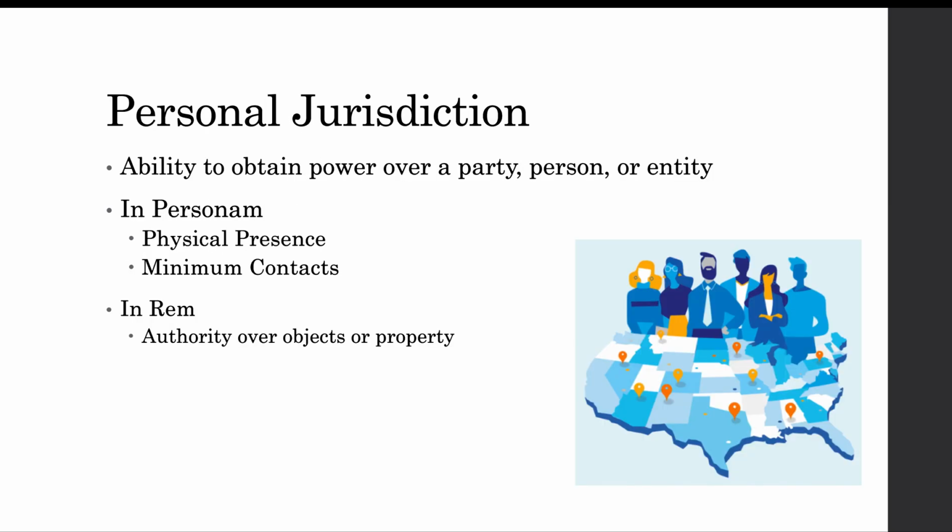As Sean previously mentioned, personal jurisdiction is the ability to obtain power over a party, person, or entity. In personam jurisdiction is the jurisdiction a court has over a person. This gives courts the power of making a binding decision. To determine this, one of two factors must be present. The first one we will look for is physical presence, which is self-explanatory. If a person is in New Jersey, the courts of New Jersey will have jurisdiction over them. However, if there is no physical presence, minimum contacts come into play.